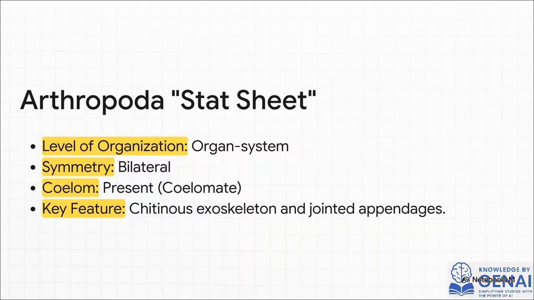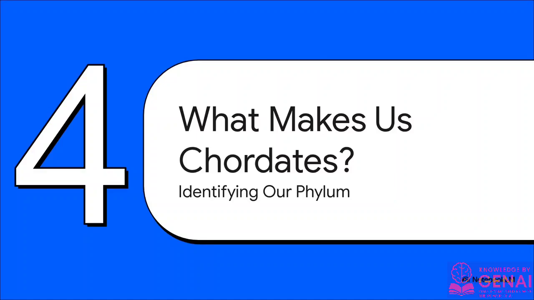They have complex organ systems, bilateral symmetry, and a true coelom. This advanced body plan is all wrapped up in their signature feature, that tough, protective exoskeleton with all those cool jointed legs and antennae. And that brings us to our last section, which is all about us. We belong to the phylum Chordata, so let's use our blueprint one last time to figure out the fundamental features that define our own special branch of the animal kingdom.